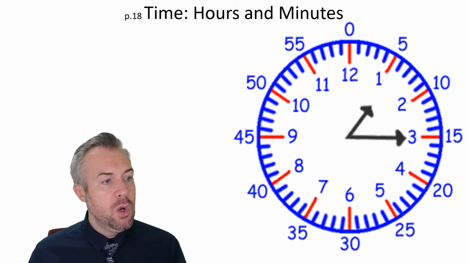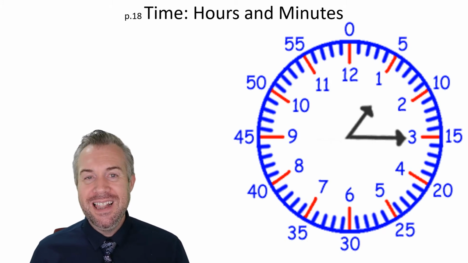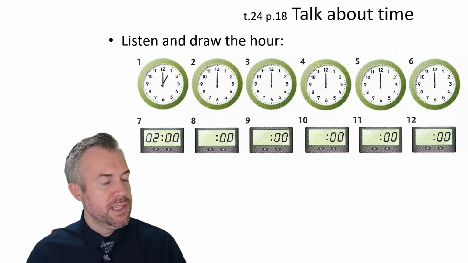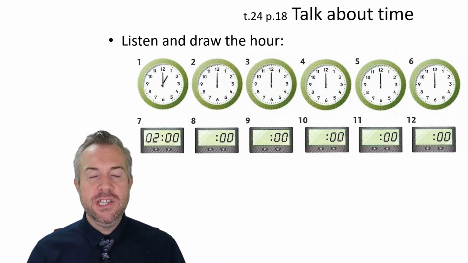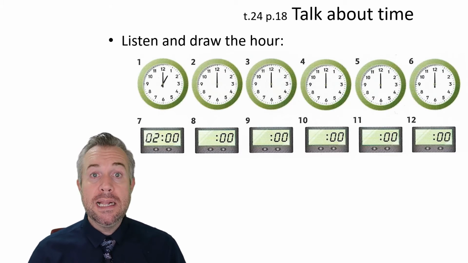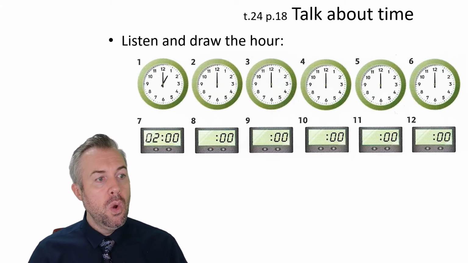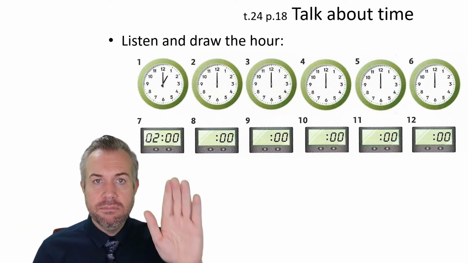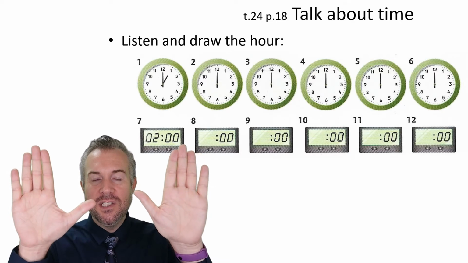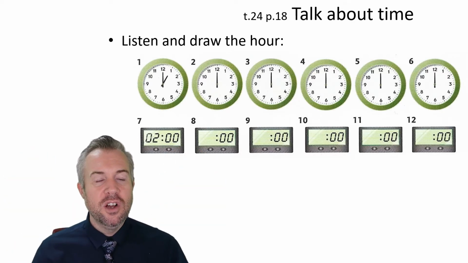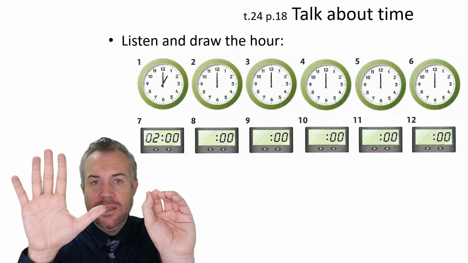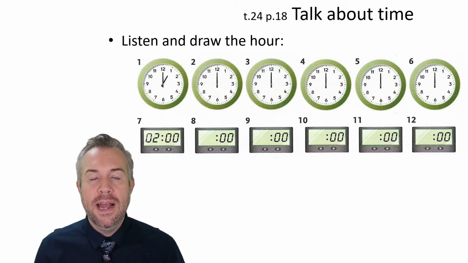All right. So we have the hours and the minutes. Let's have a look at some examples. We start with the hours first. At the top of page 18, there are 12 clocks. 1 through 6 are analog clocks, so they have hands. Some clocks have 2 hands, other clocks might have 3 hands. We will focus on just the 2. So we have the small hand and the big hand, or the short hand and the long hand.